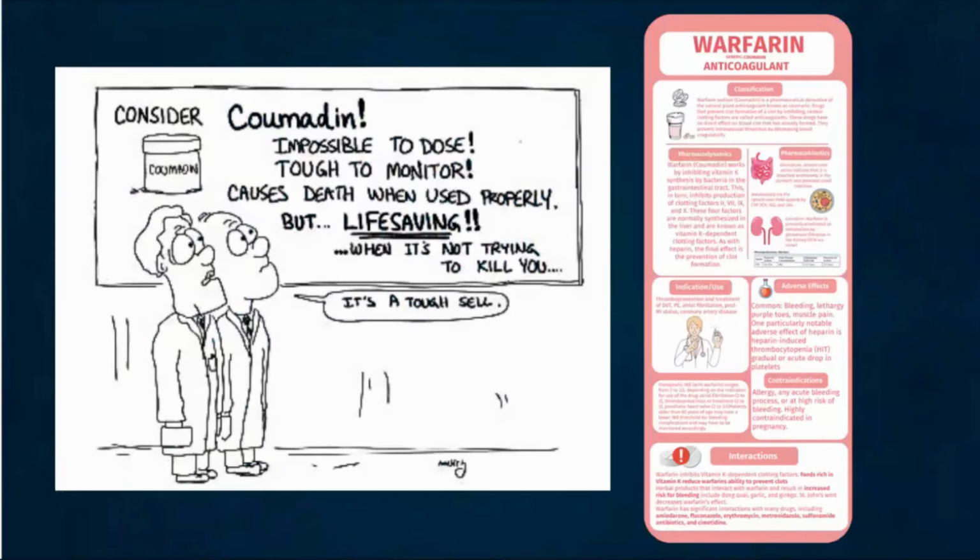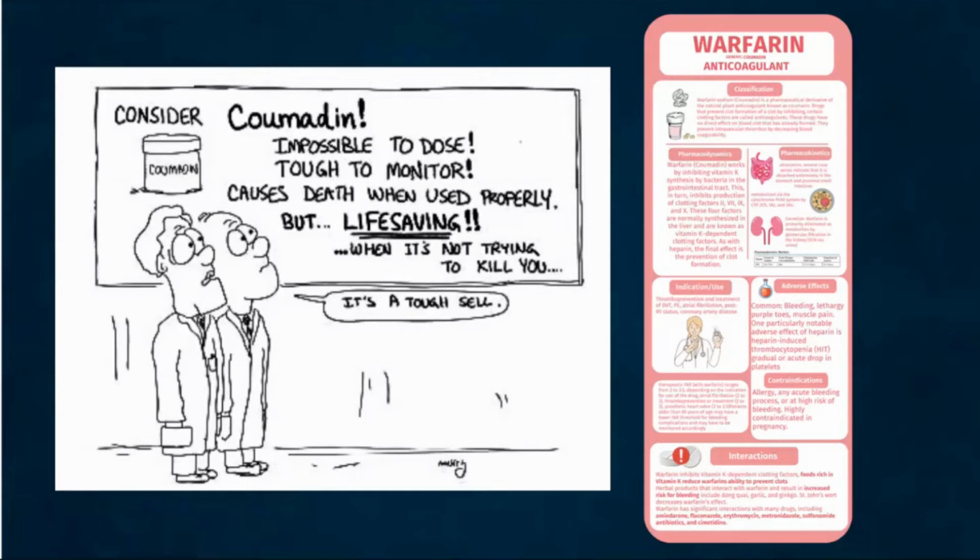So coming to warfarin, which is a vitamin K anticoagulant, the mechanism of action is that it acts by inhibiting vitamin K synthesis by bacteria in the gastrointestinal tract, which ultimately results in the inhibition of clotting factors like 2, 7, 9, and 10, which depend upon vitamin K as their cofactor.